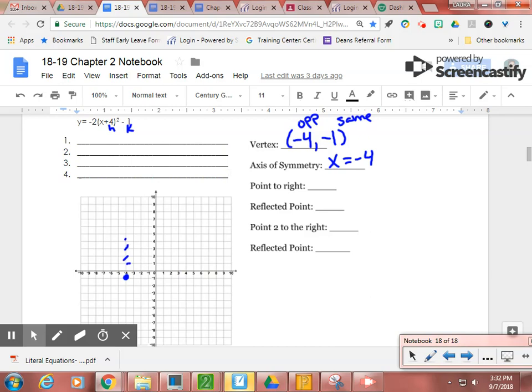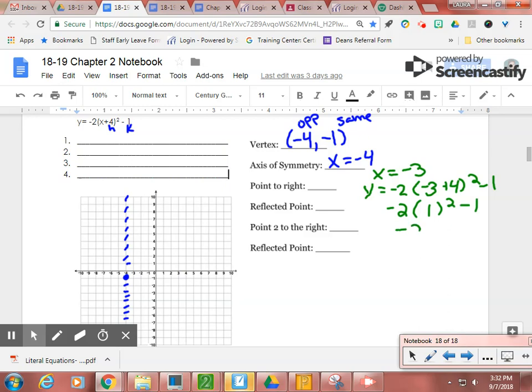So our dotted line that this is going to fold along is right here. So a point to the right. So what's directly to the right of negative 4? Well, negative 3. So we're going to plug negative 3 into our equation. So now we have y equals negative 2(negative 3 plus 4) squared minus 1. That's going to simplify down to 1 squared minus 1.